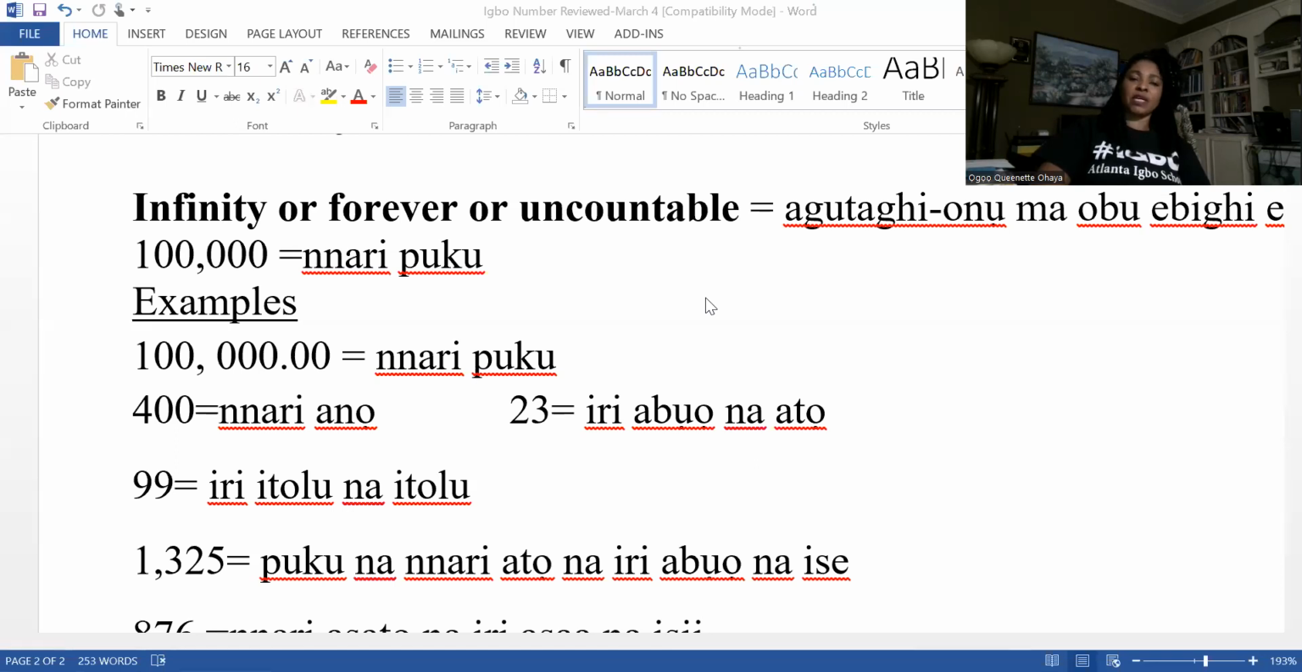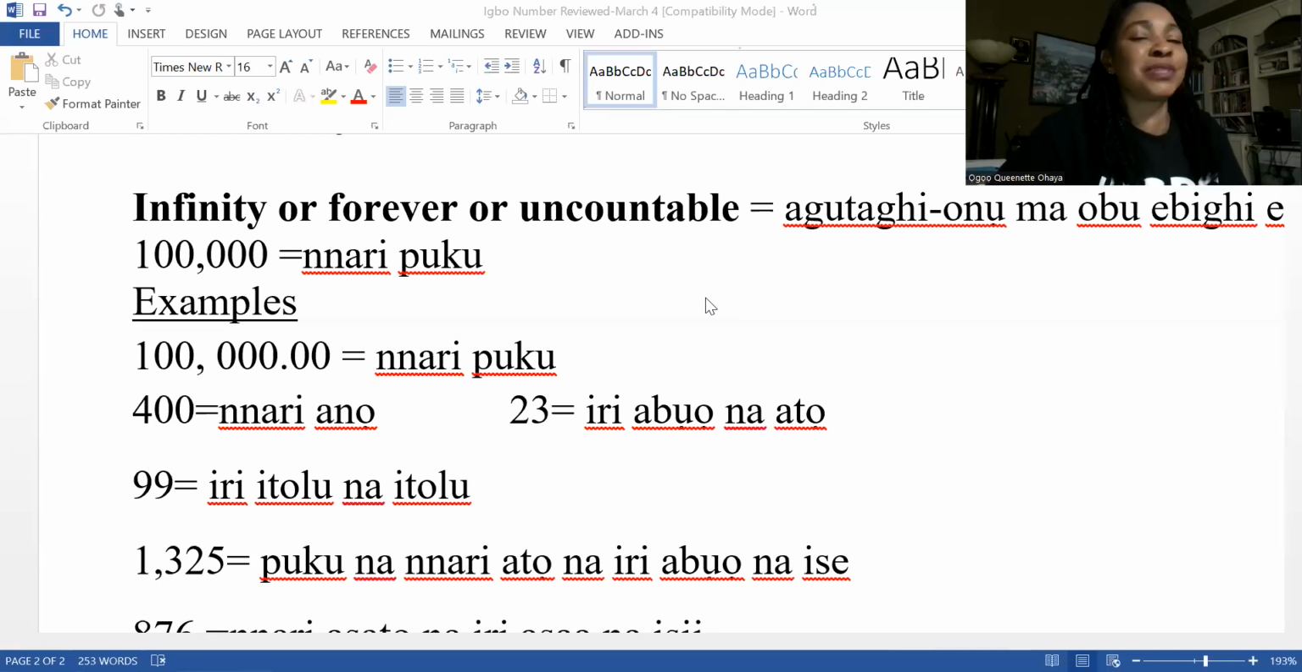Okay. Is Narị 100? Yes. Then what is 500 in Igbo, Zara? Narị ise. There you go. What is 400? Narị anọ. Good. What is 700? Narị asaa. Good. What is puku? 10,000? No, puku is 1,000. Puku iri is 10,000, okay? But puku is 1,000.